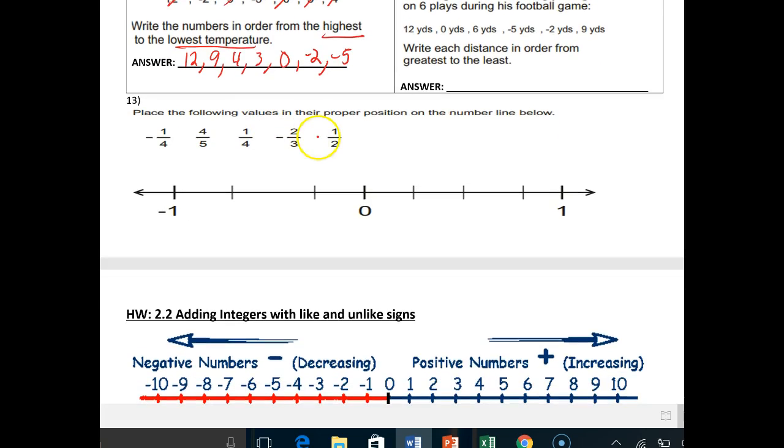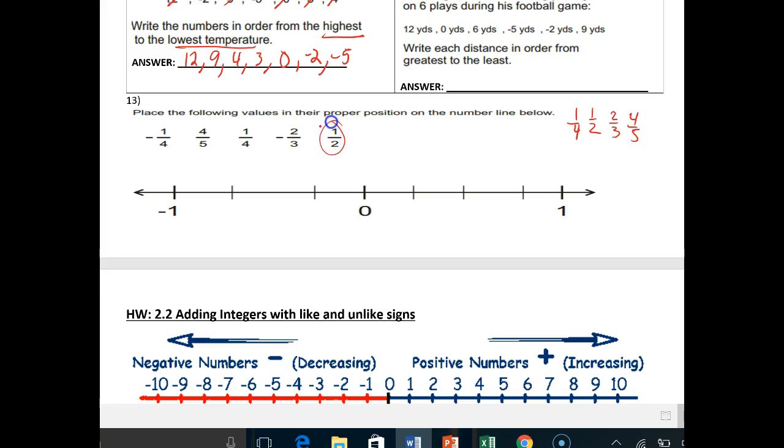Place each of the following values in their proper position on the number line below. So let's go ahead and try and do these. This number line is divided up into fourths, fifths, and thirds. We know that 1/4 is probably the smallest of all of them, followed by 2/3, followed by 1/2. These numbers should look kind of familiar. 4/5 is large, but we have to be aware of the signs.